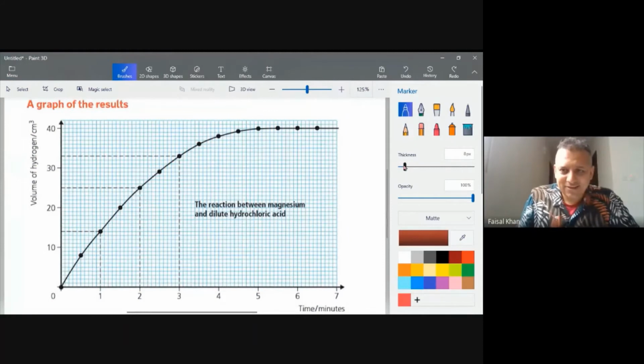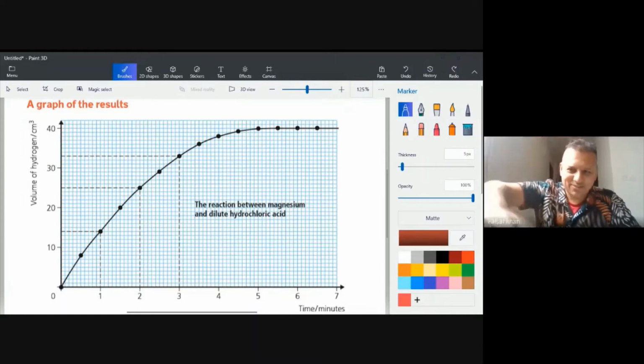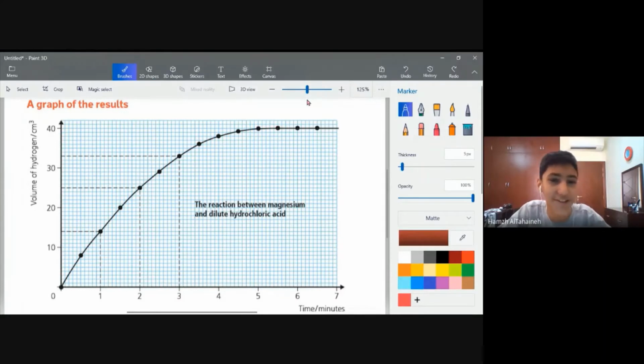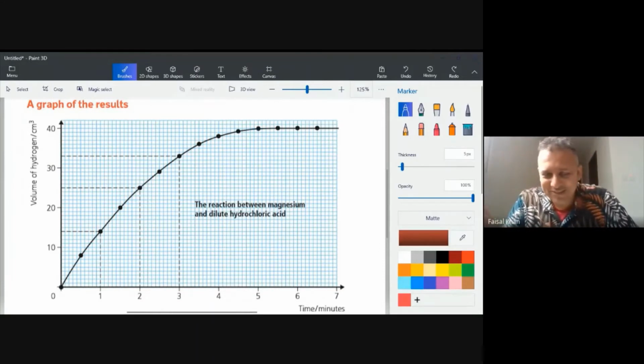Go on then. Sir, it starts off at the highest point and then... Okay, right. Stop. What did we say about the word "it"? The volume of hydrogen starts at the highest point and... Right. Stop. No. What's the question? What's the question asking? What is happening to the rate of reaction as the experiment progresses?